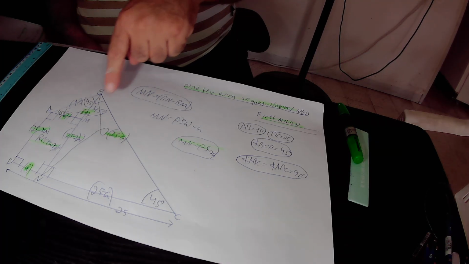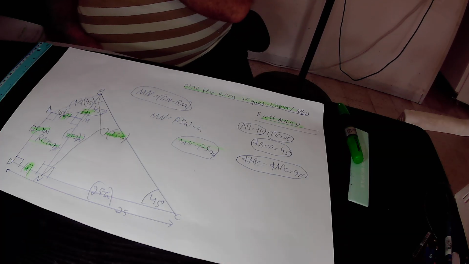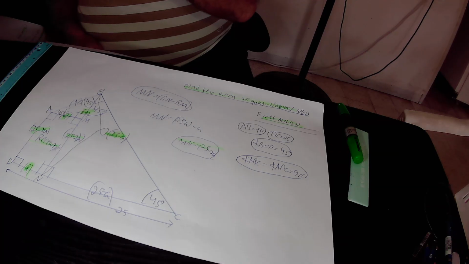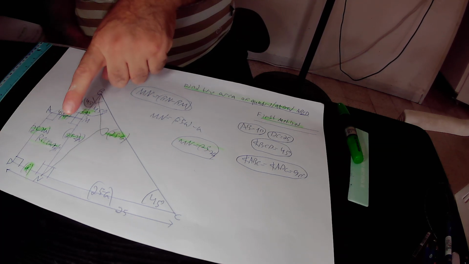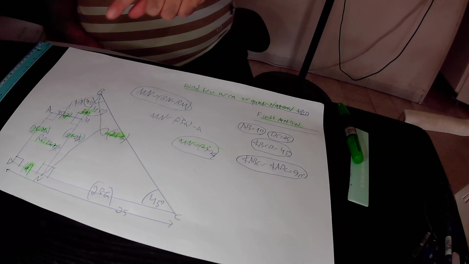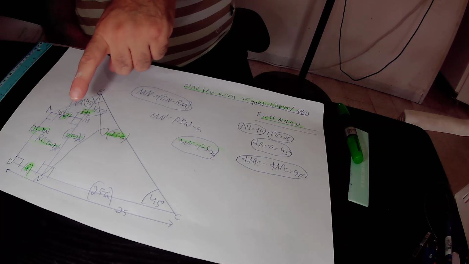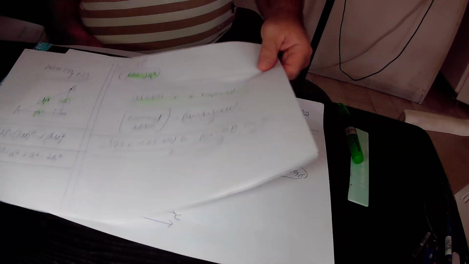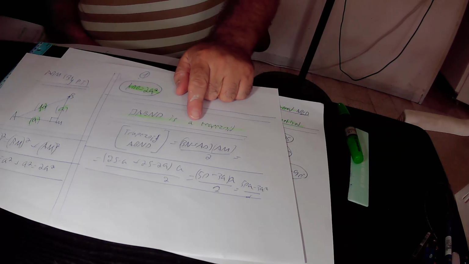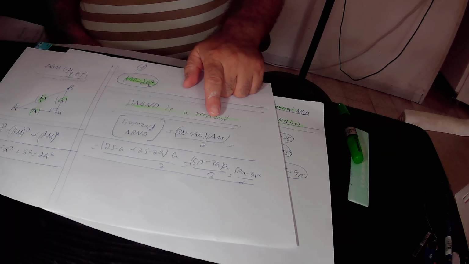So in quadrilateral ABND, side BN is parallel to the opposite side AD, and therefore quadrilateral ABND is a trapezoid, because a trapezoid is a quadrilateral with one pair of parallel sides. So quadrilateral ABND is a trapezoid because it has one pair of parallel sides. BN is parallel to AD. So in trapezoid ABND, the area of trapezoid ABND equals the sum of its two parallel sides, that is BN plus AD, times the height AM over 2.